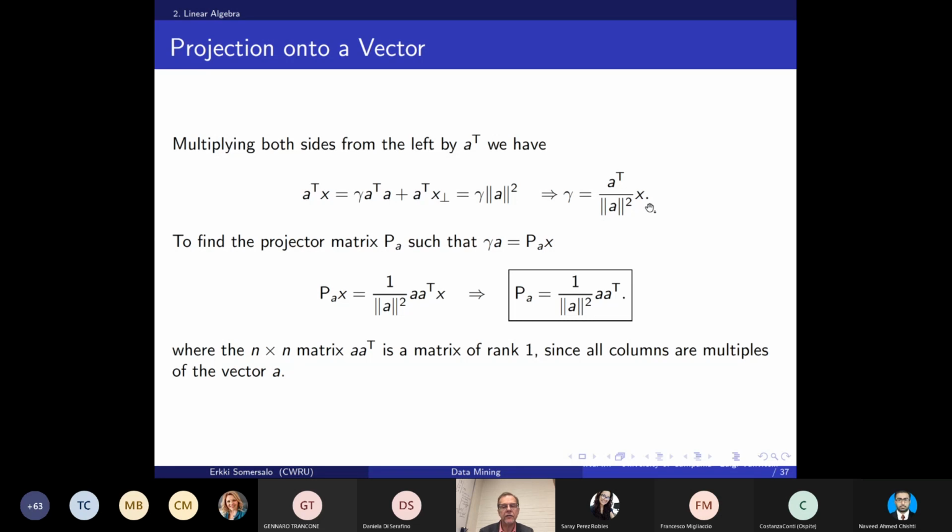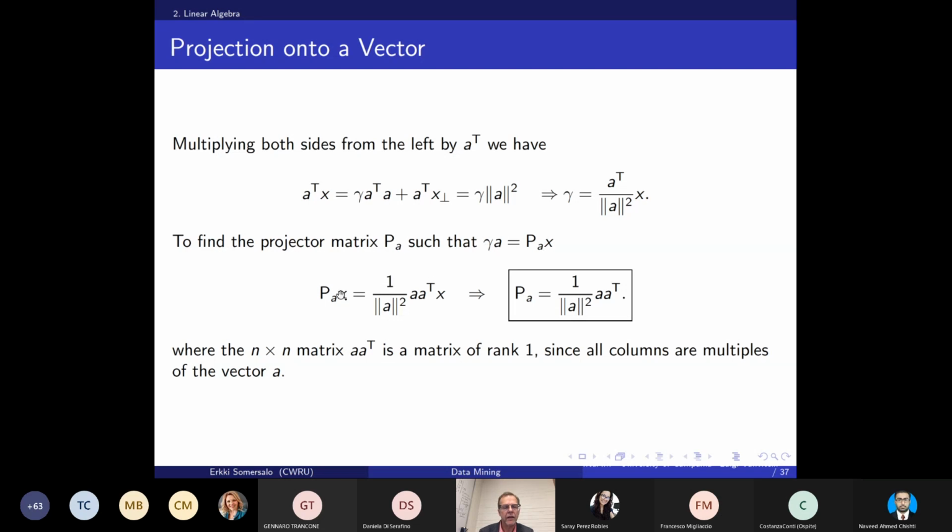I'm just writing it this way so that you see that it is an inner product with the scaled vector A transpose divided by A squared and x. And so now if I denote this gamma A as a matrix that is acting on x, so I want to find a matrix PA acting on my vector x so that the outcome is gamma A.